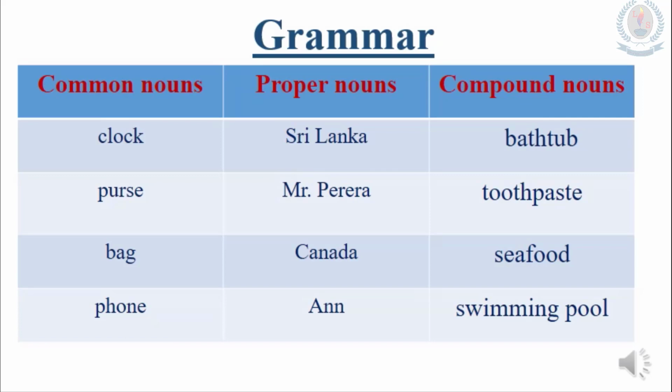Compound nouns. A compound noun contains two or more words that join together to make a single noun. For an example, bathtub. Now, bath is one word, tub is another word. When it comes together, bathtub, it makes one single noun. Toothpaste, seafood, swimming pool.